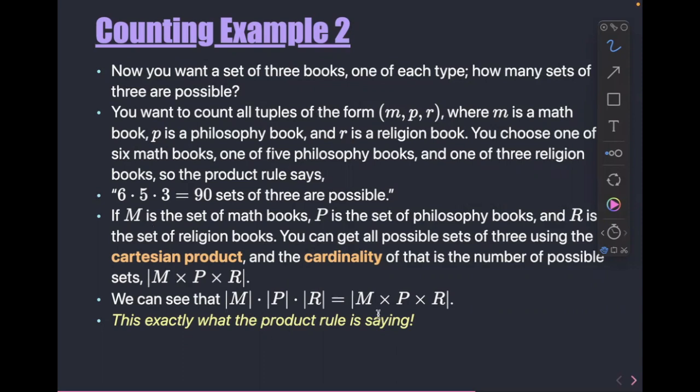And so what's kind of cool is we did this, right? We did the size of math books times the size of the philosophy books times the size of the religion books. But it's giving me also the size of the Cartesian product of those things, because it's computing all of these possible tuples, which is what I just counted right here. So basically I can compute the size of the Cartesian product just by taking the product of the sizes of each of the sets. And that's basically what the product rule is saying, is that I can break this up by type and take the individual products and get the Cartesian products to reason about all the different combinations I can make.